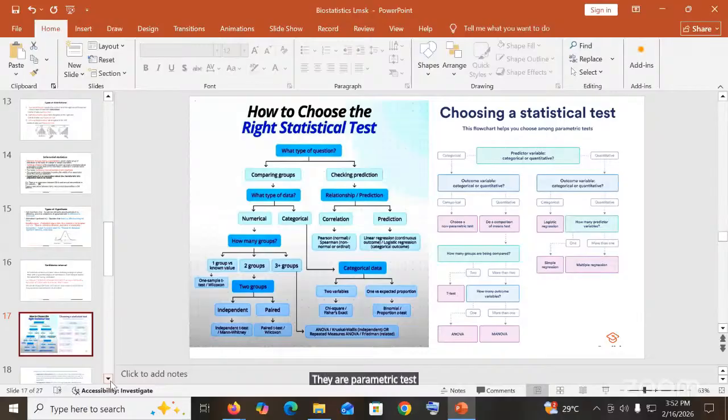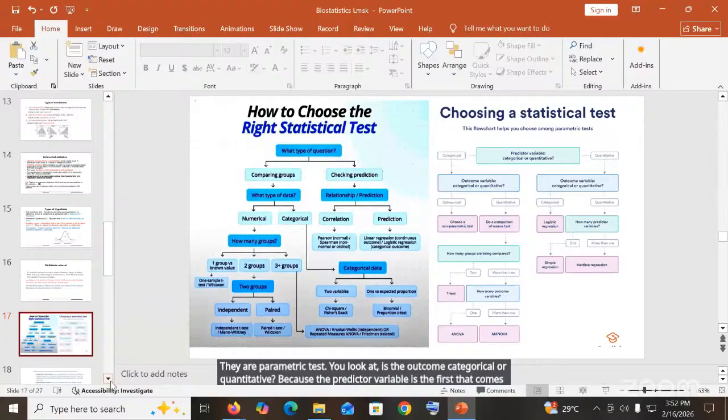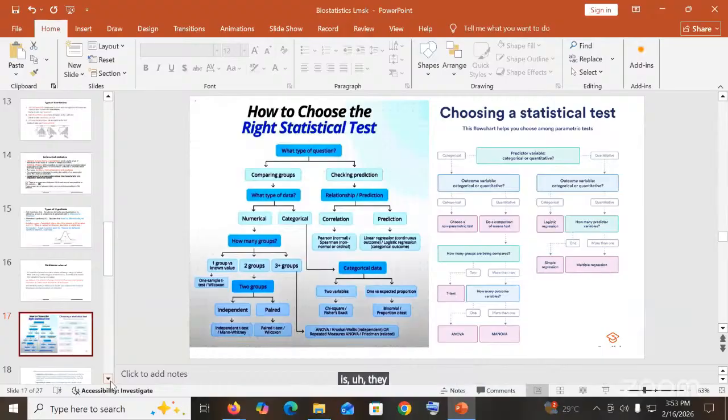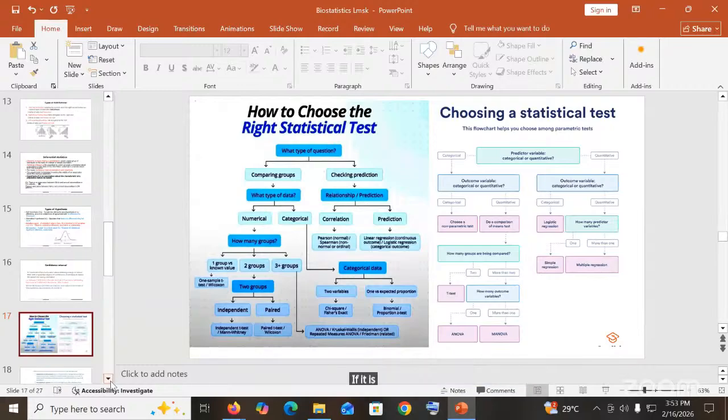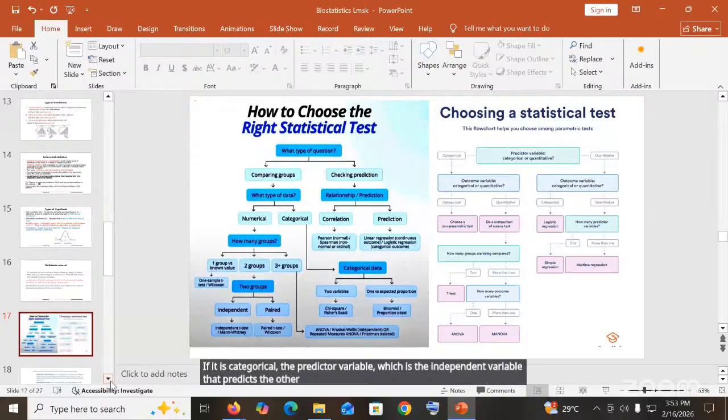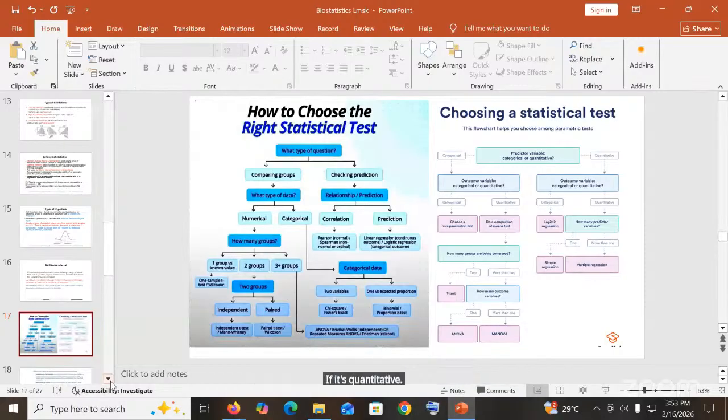You look at, is the outcome categorical or quantitative? Because the predictor variable is the first that comes in. Now, is the predictor variable categorical? By categorical, for example, type of disease. That's categorical. Quantitative, you're talking of maybe age. The predictor variable is the independent variable that predicts the other. The outcome variable is the dependent variable. If the outcome you're going to measure is the type of disease, then that is categorical. If it's quantitative, that is a number or numerical.